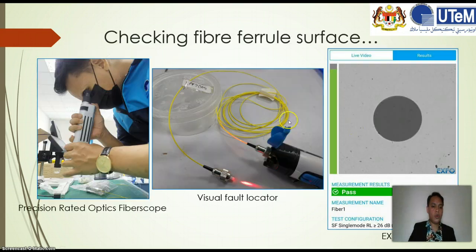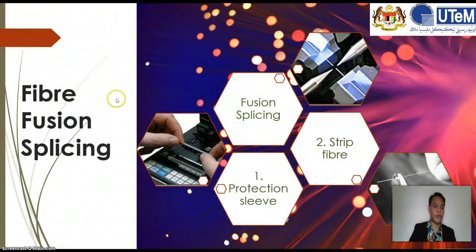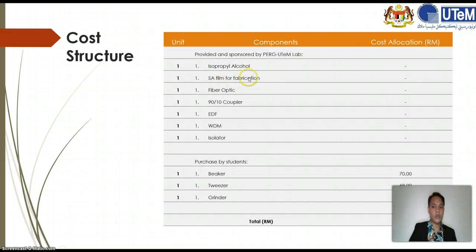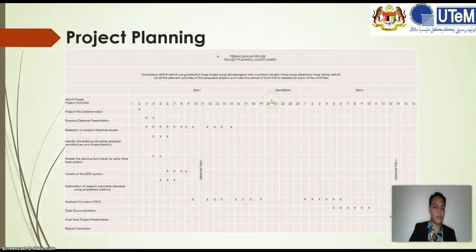So this is the overall process of the research journey. This is how I check the fiber ferrule surface, and this is the method of how to splice the optic fiber cable. This is my cost structure. Overall, the total is 178 ringgit, and all of the machines and the components in the cavity have been sponsored by UTEM.